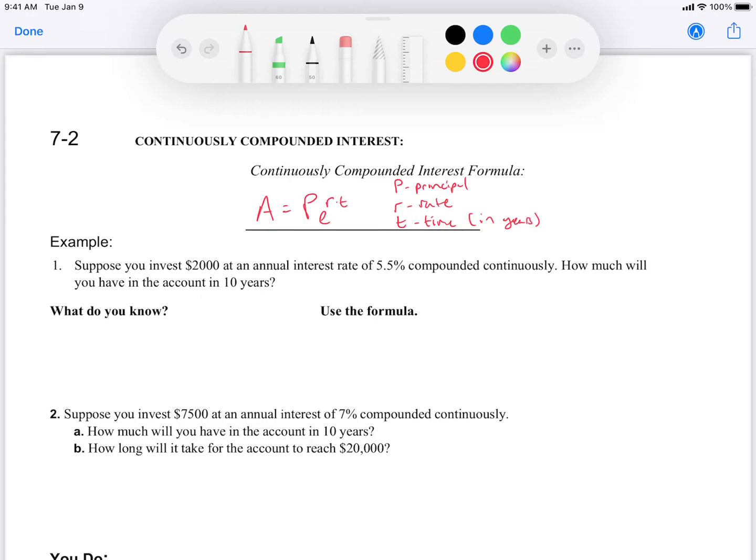Okay? So, suppose you invest $2,000 at an annual interest rate of 5.5% compounded continuously. Okay? How much will you have in the account in 10 years? Okay? So, let's talk about what we know. So what pieces of information do we know from this statement? All right, what's my principal? All right, my principal is going to be $2,000. Okay? What other pieces of information do we know?